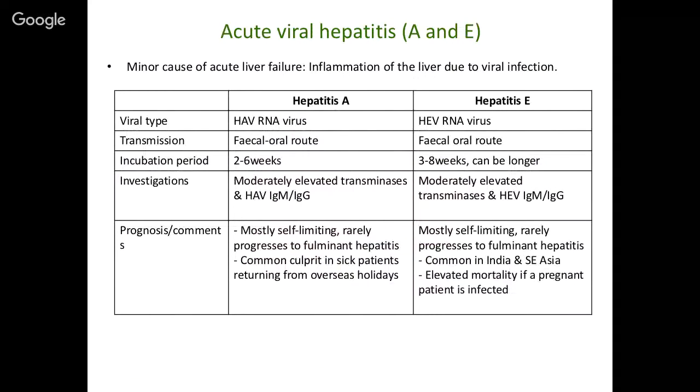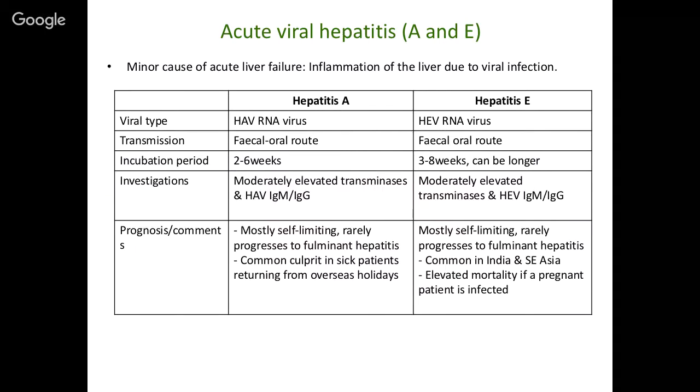In terms of acute viral hepatitis, now we're going to talk about viral hepatitis. So the acute ones are generally hepatitis A. Hepatitis E is very rare in Australia, but I thought it might be good to mention. So we'll stick to hepatitis A for now. The important thing to remember is it's fecal-oral transmission. So things like hand hygiene, ensuring good food preparation, all that sort of stuff is important. It's mostly self-limiting though. So it rarely progresses to fulminant hepatitis, which is severe, very sudden and very bad hepatitis. And it's a common culprit in sick people returning from overseas holidays.